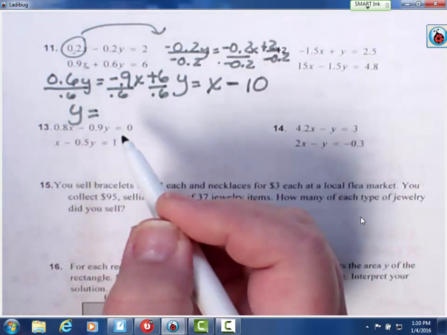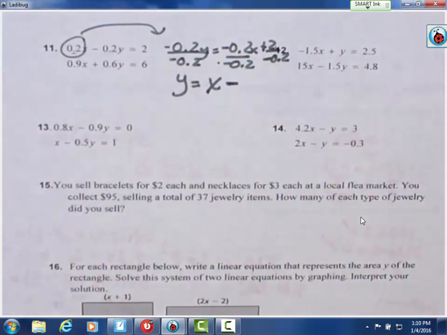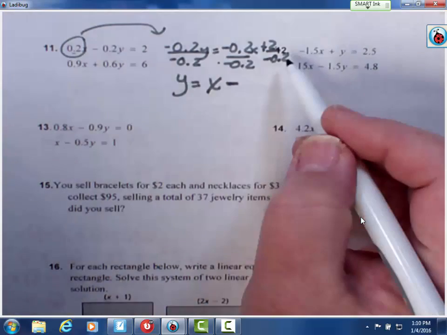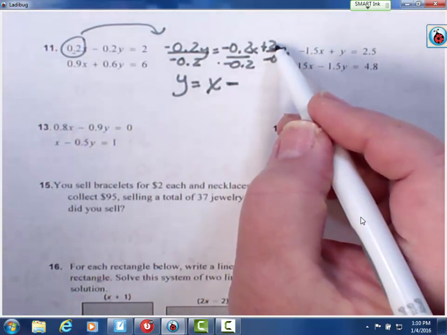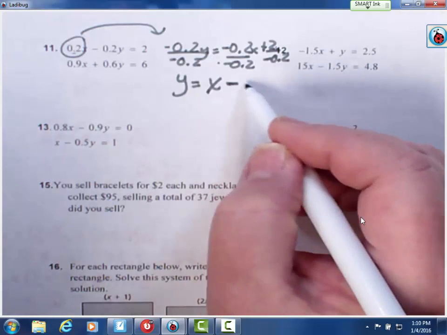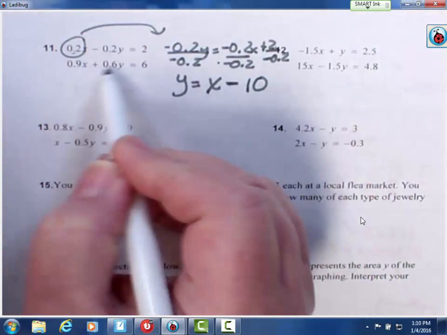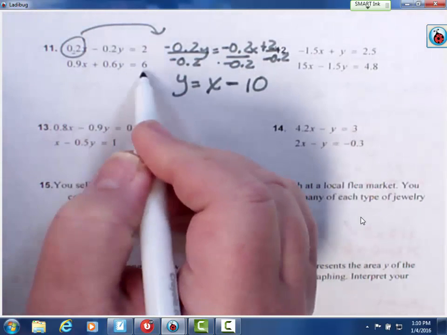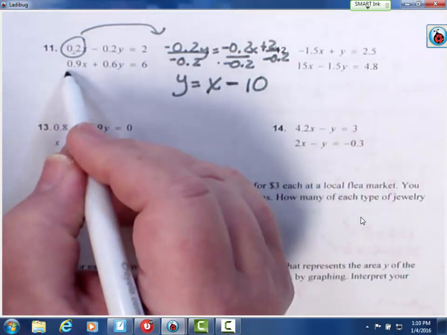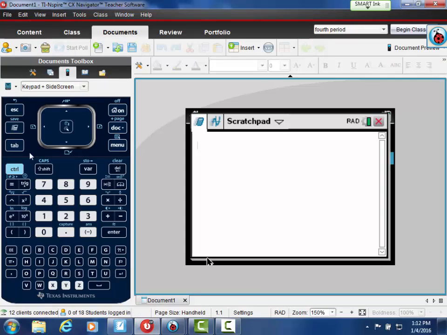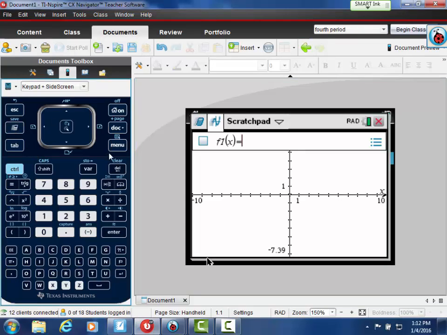We want to go to our graph, and we're going to put in our two equations. So the first one was y equals x minus 10. So f1(x) equals x minus 10.